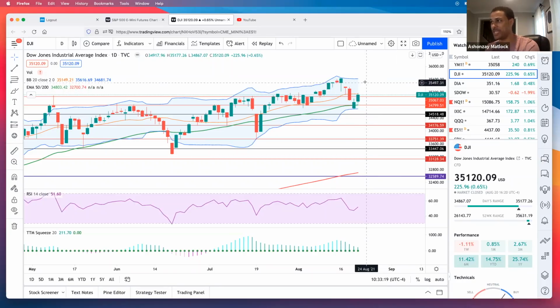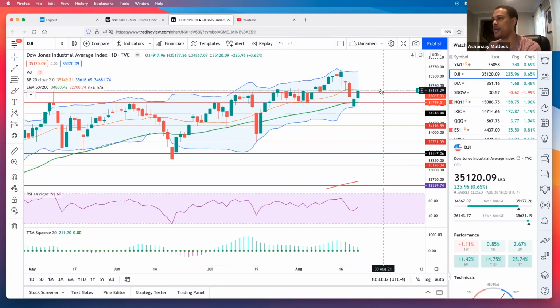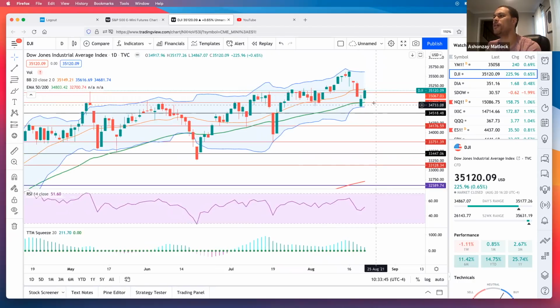So if we get to the 35,497, we want to see, do we have enough to push to the all-time highs? If not, again, it'll probably fall back down to about this 35,150, all the way down to about 35,000 even. Again, because we're in a little bit of that trading zone. So again, those will be the levels you want to pay attention to.